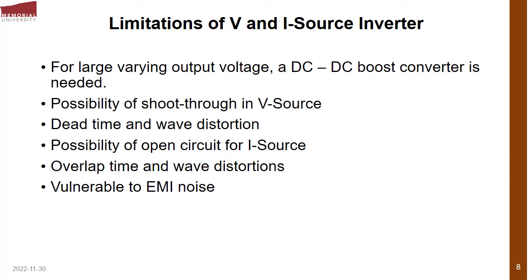Both V and I source are vulnerable to EMI noise, which can trigger the gate to be on even if that is not what we want. And if a gate is on at an undesired time, we can have either a shoot through or an open circuit, which is not our desired outcome.